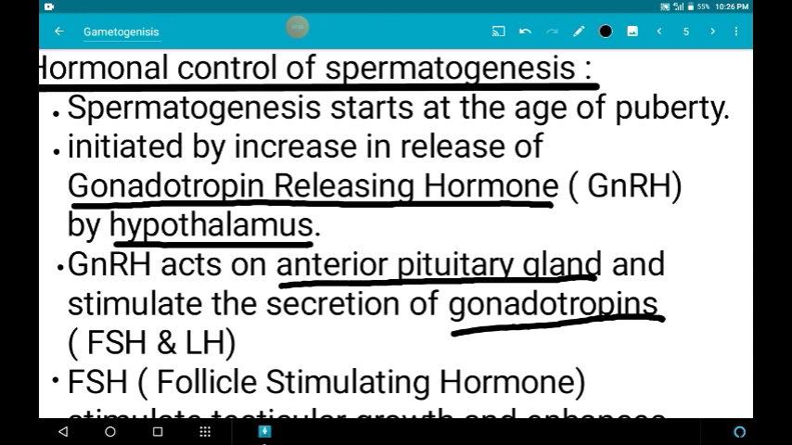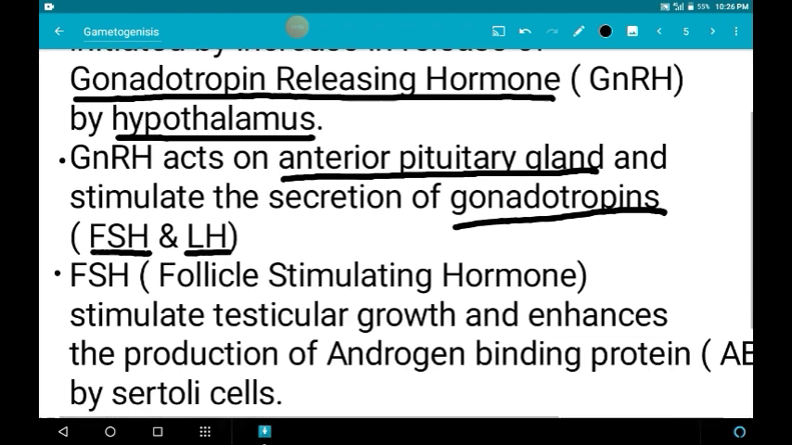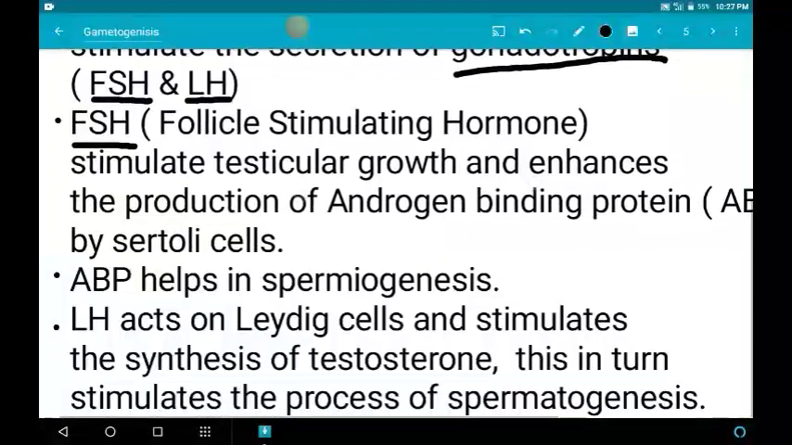So what are the gonadotrophins? They are FSH, that is follicle stimulating hormone, and LH, that is luteinizing hormone. These are the gonadotrophins released by the anterior pituitary gland. Now we are going to see the functions of these gonadotrophins. First, FSH, follicle stimulating hormone. Its main function is that it acts on the testes and stimulates testicular growth, that is, growth of the testes.